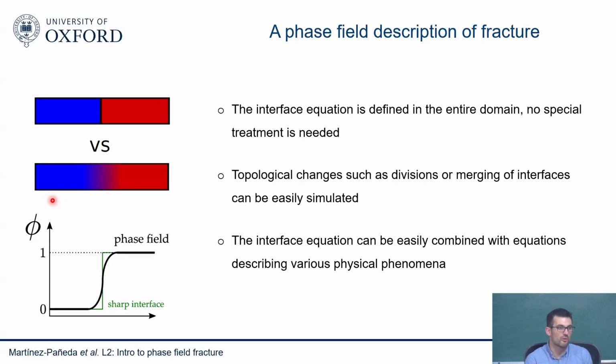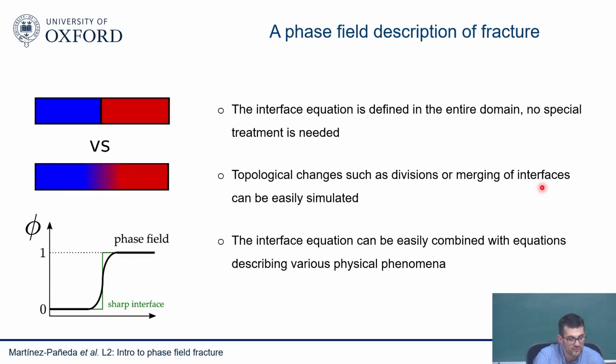Three that I always like to emphasize. The interface equation is defined in the entire domain, so there's no need for any special treatment. Think of, for example, if you need to do moving boundary conditions, things like this. The interface is moving, you need to apply boundary conditions at your interface. That's a mess. You need to figure out where it is. Here, the phase field is being solved in the entire domain. At some point, it will be 1. At some point, it will be 0. You know where your interface lies.